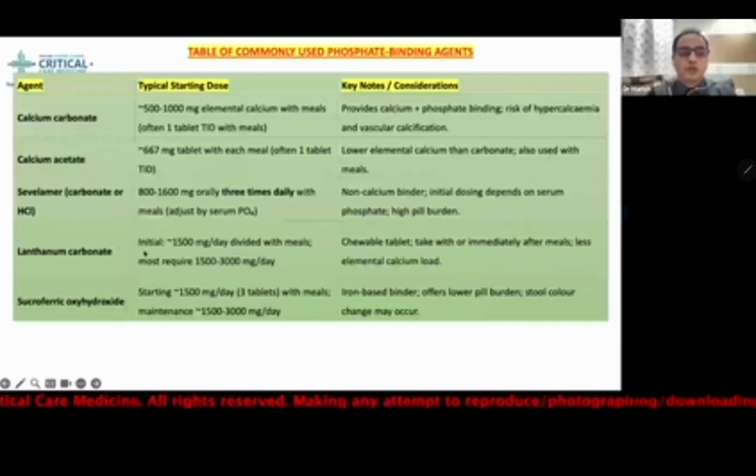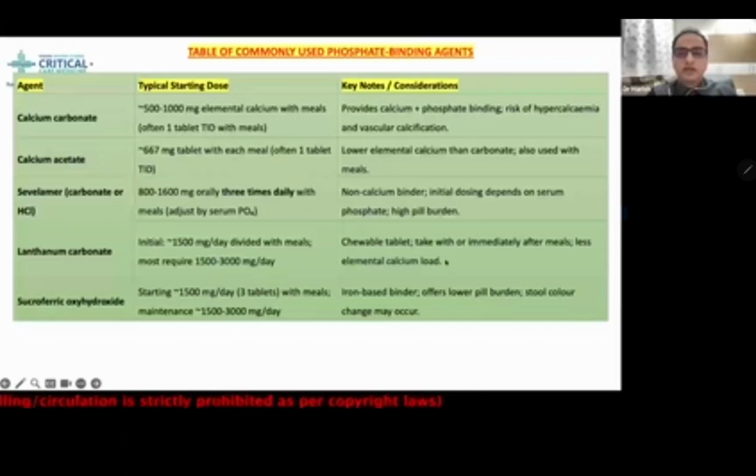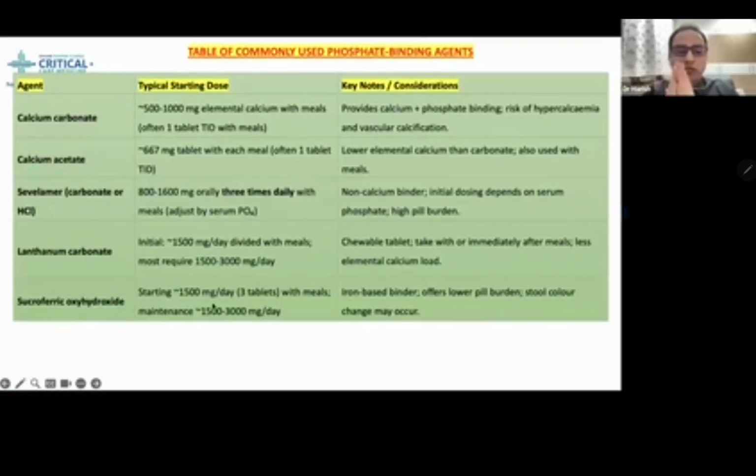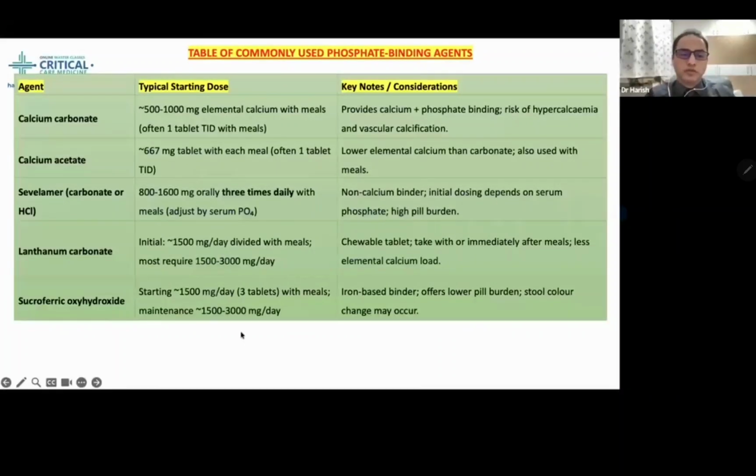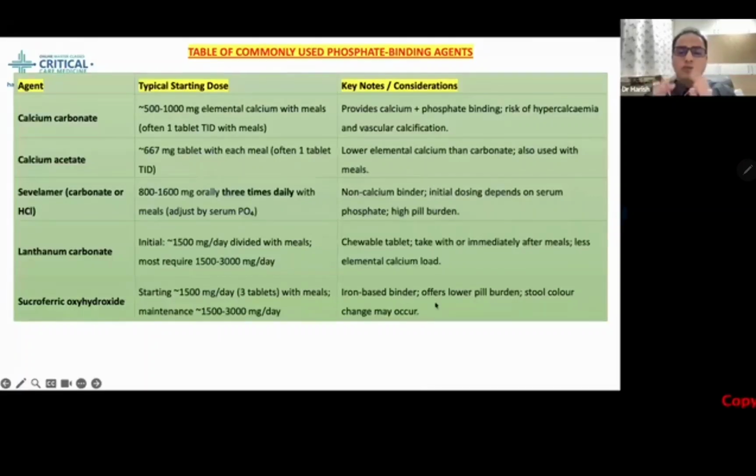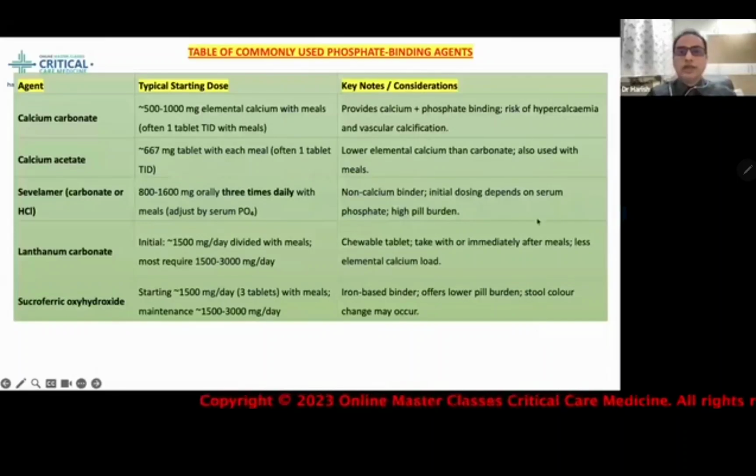Lanthanum carbonate, initially 1500 milligram per day divided with meals. Most require 1500 to 3000 milligram per day. It is a chewable tablet, taken with or immediately after meals. Less elemental calcium load is the advantage. Then you have sucroferric oxyhydroxide. The dose is 1500 milligram per day to start, 3 tablets with meals. Maintenance is around 1500 to 3000 milligram per day. It is an iron-based binder that offers a lower pill burden. Stool color may change when you use sucroferric oxyhydroxide.